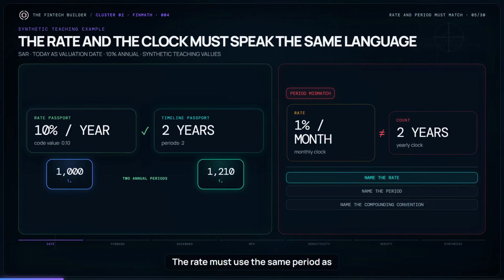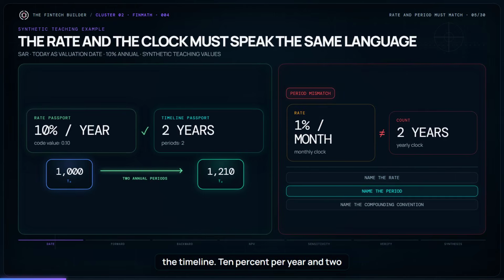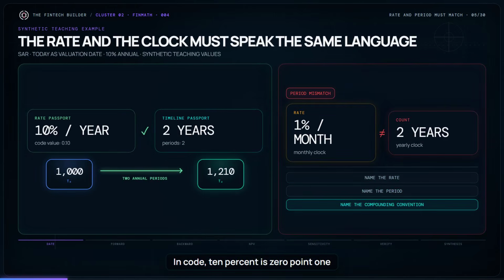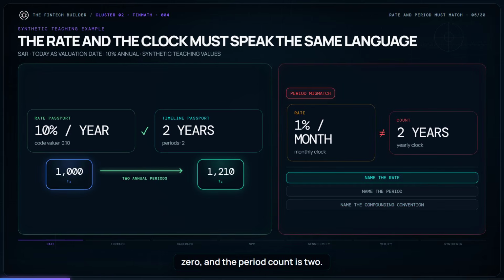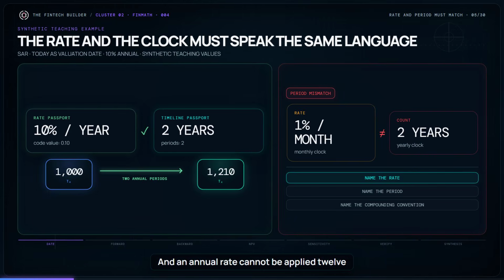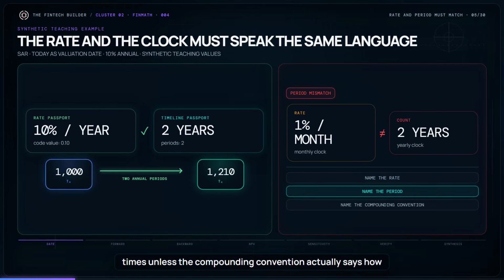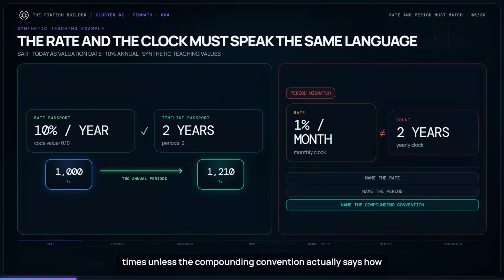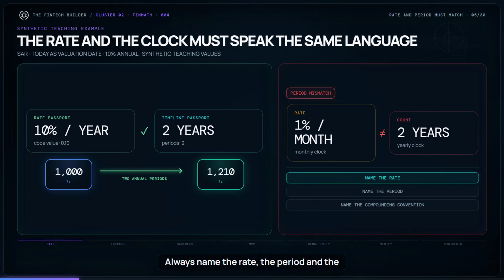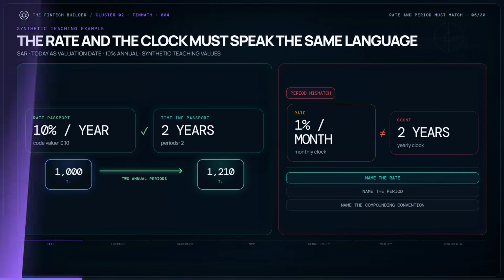The rate must use the same period as the timeline. 10% per year and 2 years fit together. In code, 10% is 0.10 and the period count is 2. A monthly rate cannot be dropped into a yearly period count without conversion, and an annual rate cannot be applied 12 times unless the compounding convention actually says how the rate is divided or converted. Always name the rate, the period, and the compounding convention before calculating.